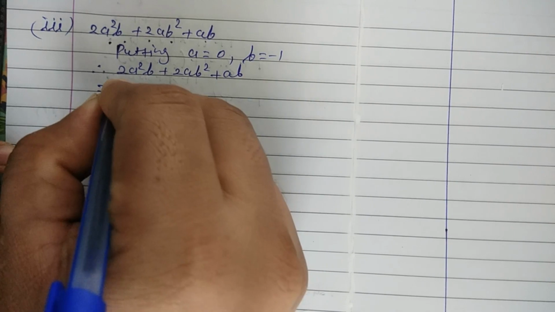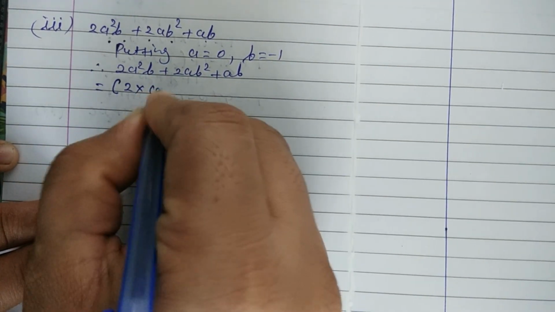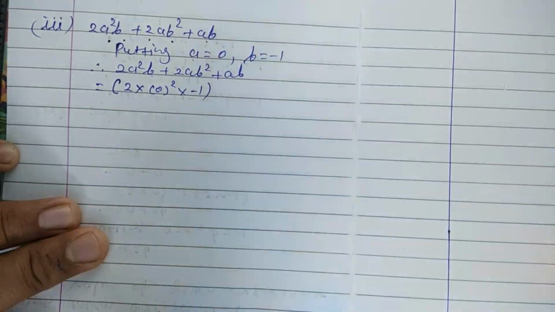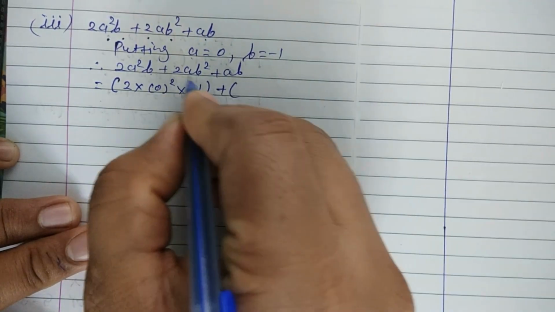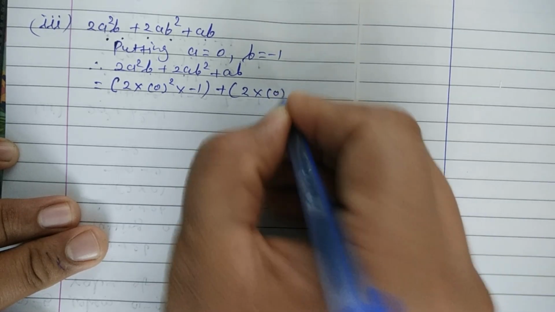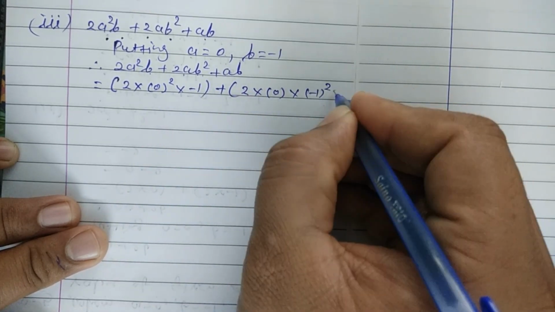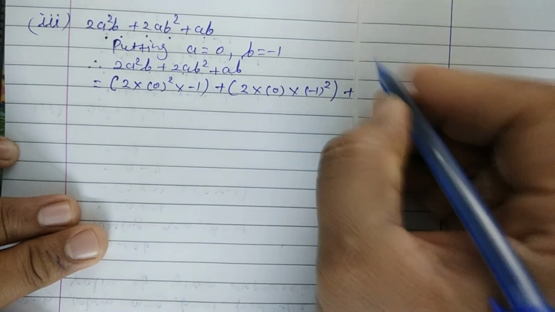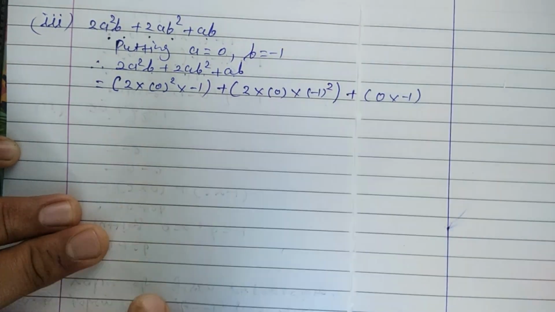2a square b, so in the bracket we will write 2 multiplied by a square, that is 0 square multiplied by b, that is minus 1, bracket close, second term, plus in the bracket 2ab square, so 2 multiplied by a, that is 0, multiplied by b square, that is minus 1 square, bracket closed, and the last term ab means in the bracket 0 multiplied by minus 1.